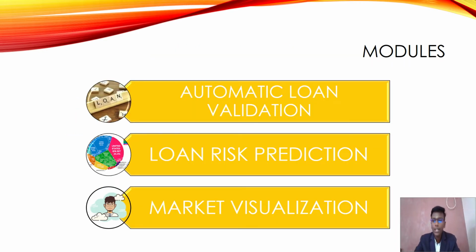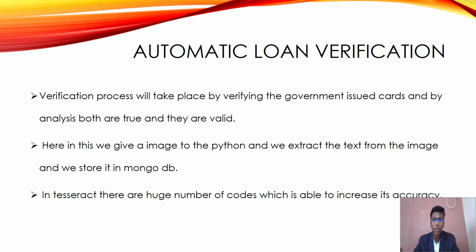My modules have been classified into 3 types: automatic loan validation, loan risk prediction, and market visualization. Automatic loan verification: the verification process takes place by the government issued card. So here my project is very simple, this type of image processing.